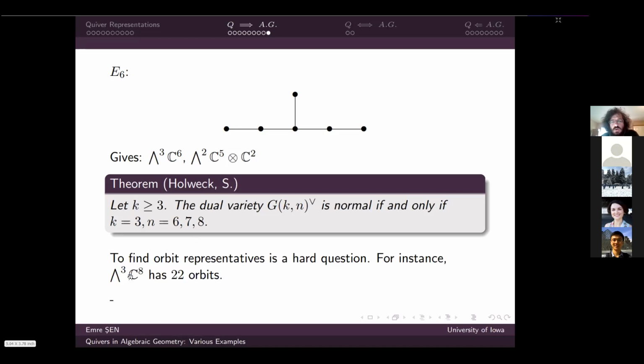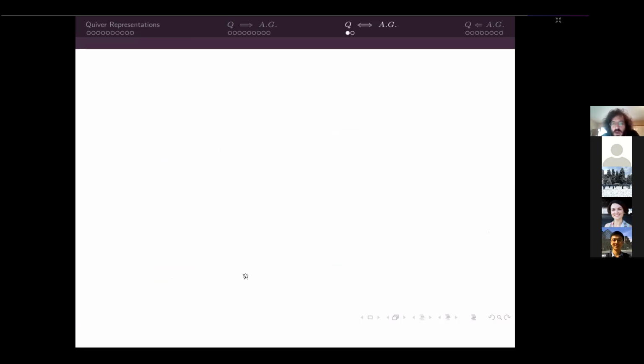And for example, this representation has 22 orbits. But in the case of Cayley's determinant, it has only 5 orbits. You can write down things by hand, but after some point, it is almost impossible. I hope this gives one side of how we can use these quivers in this geometry. And let's pass to the equivalences.